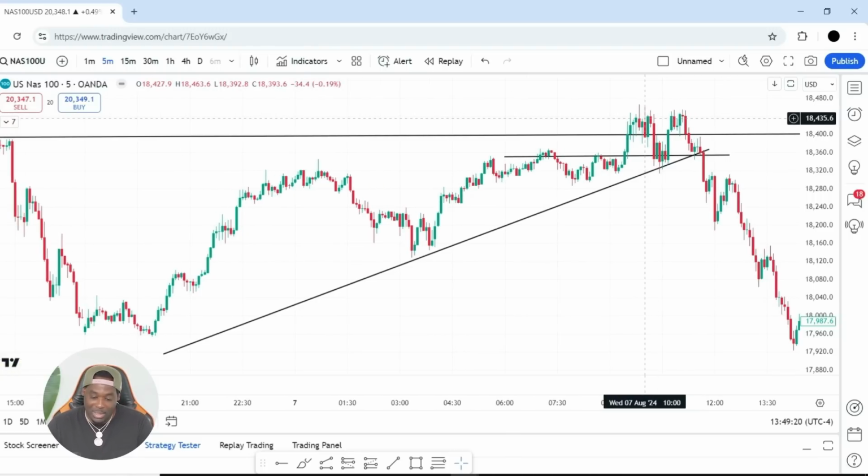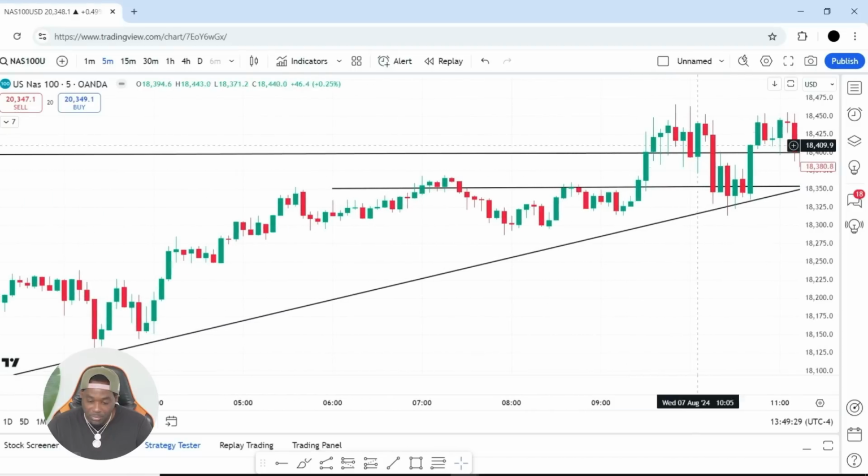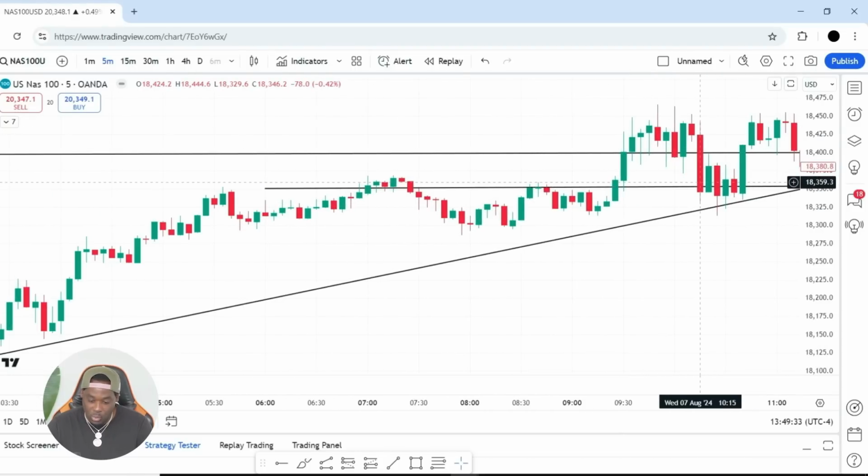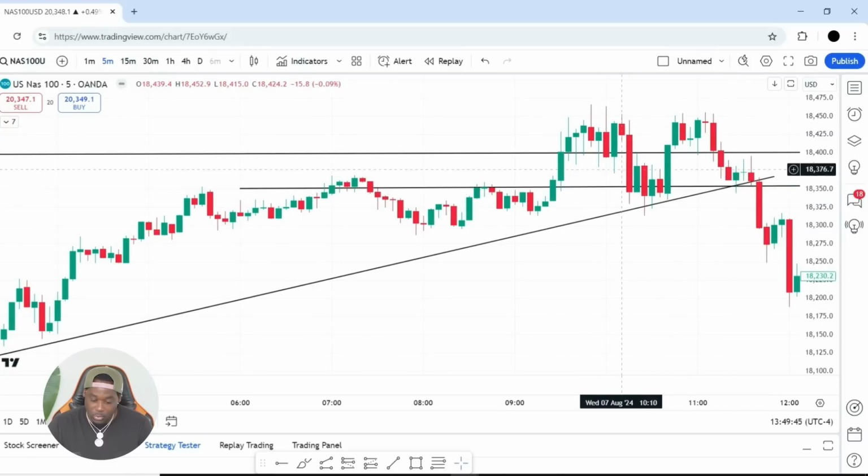Now, you can say, all right, I only have one bias. Or you can say, you know what? I'm going to have a bullish bias and a bearish bias. So you can do a quick sell right here. Boom. And then once it goes to the support level, you can buy for a quick scalp. And you can do it that way.